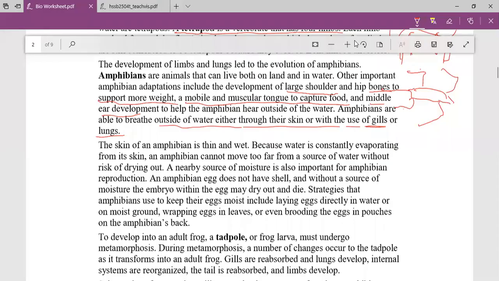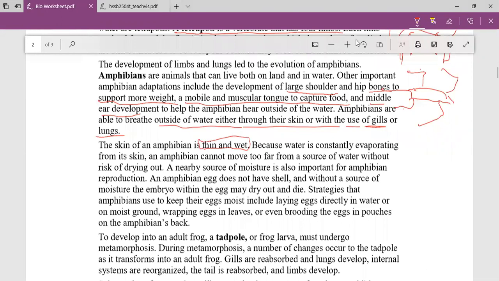The skin of the amphibian is thin and wet. Are you listening, Muhammad? The skin of the amphibian is thin and very wet because water is constantly evaporating from its skin. An amphibian cannot move too far away from the water source, because if it does that, it's going to dry up. Is that understood?